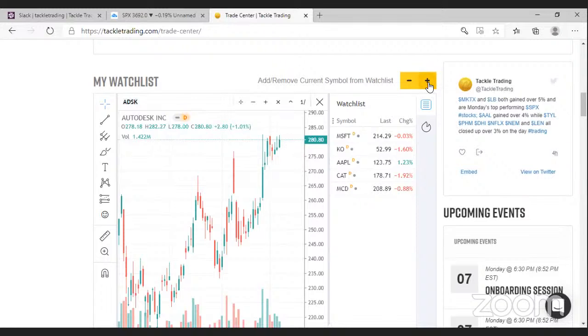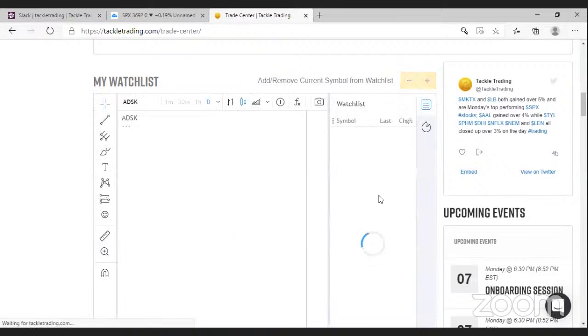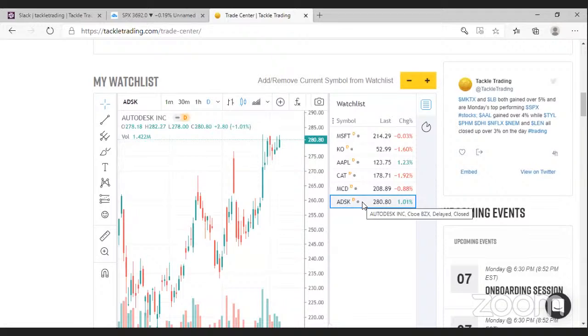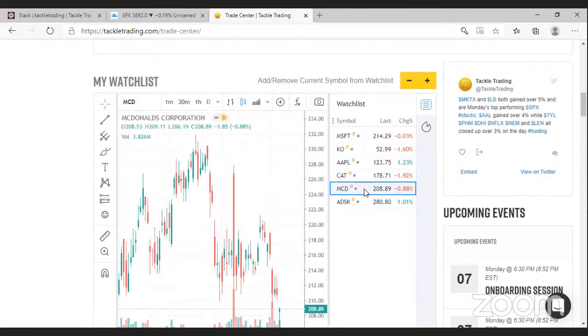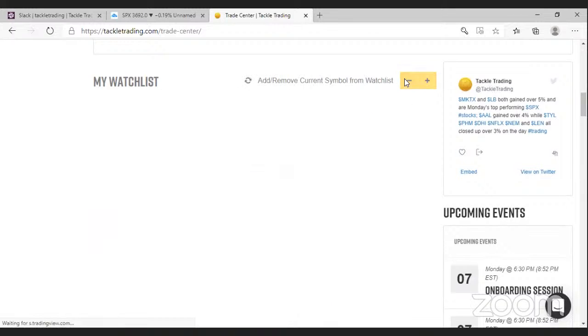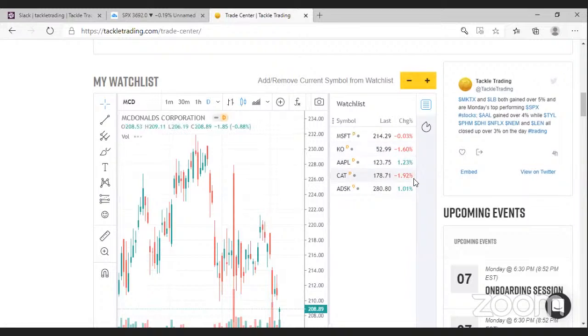I'm going to hit this little plus up here, and that is going to add Autodesk to my watch list. Now, if I leave this page and come back, it'll still be here. If I decide, you know what, I'm just done with you in my watch list, McDonald's, I want you gone, I'm just going to select this again, left click, it'll highlight it, I'll hit the minus, and that will get rid of that for me.